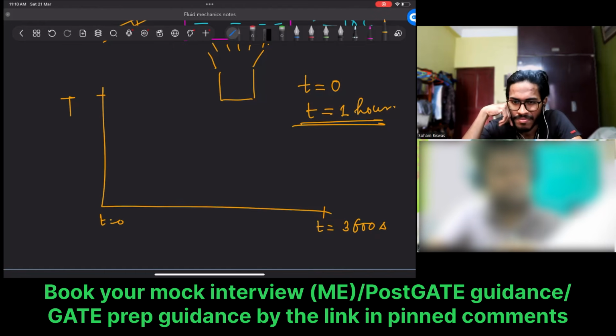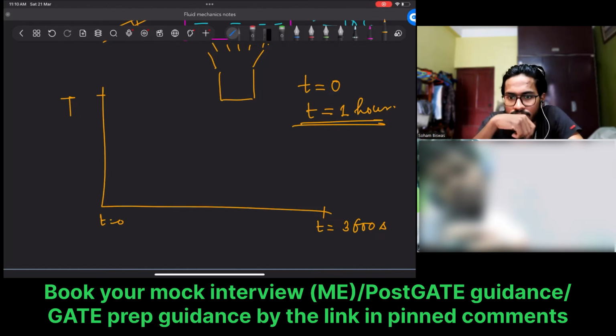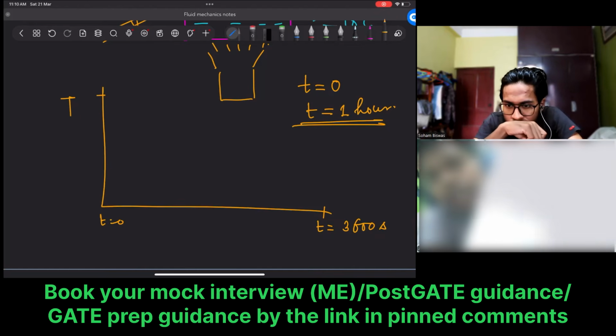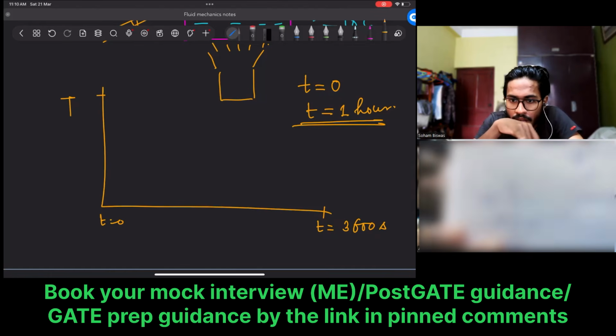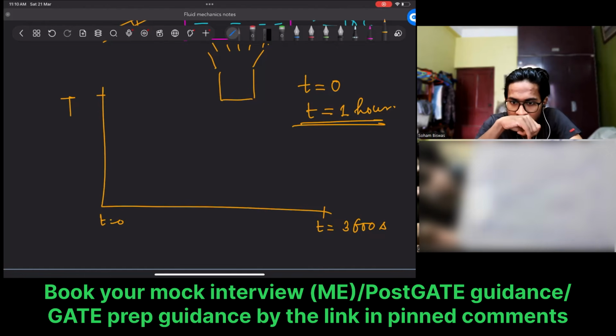100 degrees, minus 10 degrees. Now it is visible. Okay, minus 10, 0, then constant, then 100.